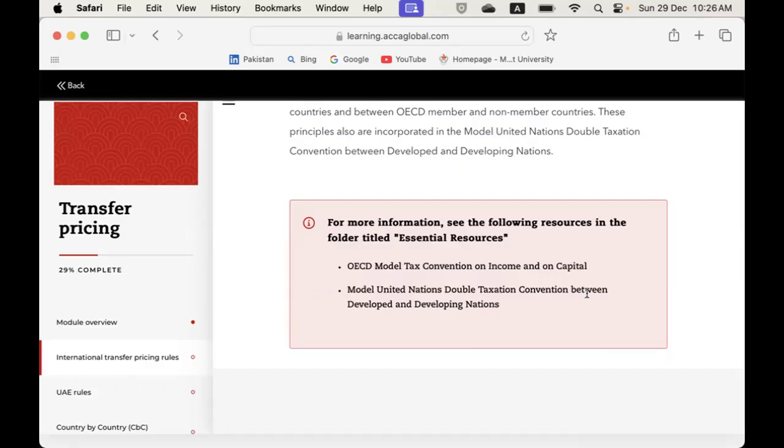So why the word model? The reason for using this word is that if you really look at this document, you'll find that it is a sample of a double tax agreement. So it's a model of a double tax agreement, showing how a double taxation agreement should be written between two countries. That's why it is called a model tax convention.